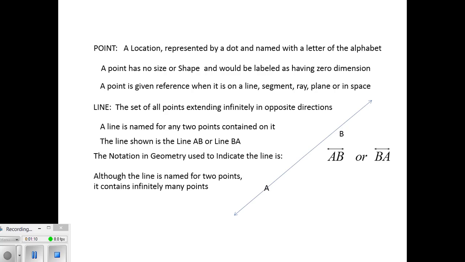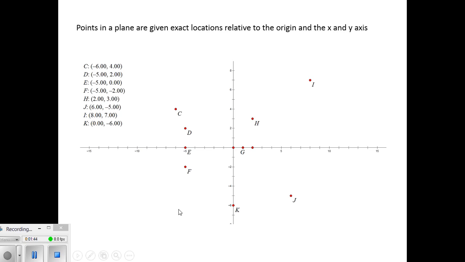The line: the set of all points extending infinitely in opposite directions. What we see here is a line AB. That is not that it only contains points A and B, but it is named with A and B. So you could name it BA, you could name it AB. Note that the symbol is a little line over top. The line shown is the line AB or the line BA, and of course this is how we write that in geometry with the notation. Though a line is named for 2 points, there's only one.